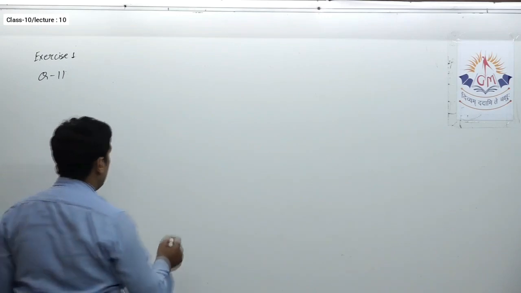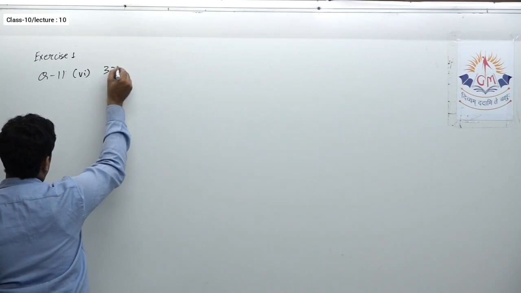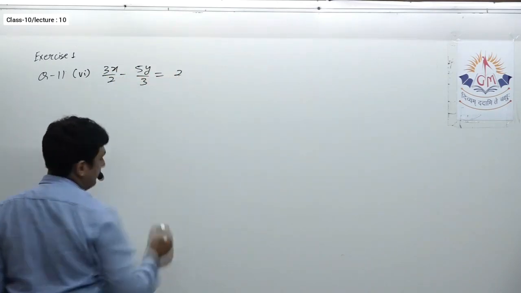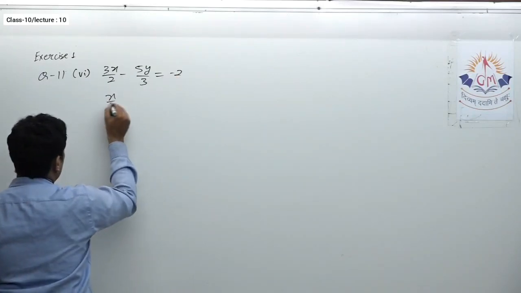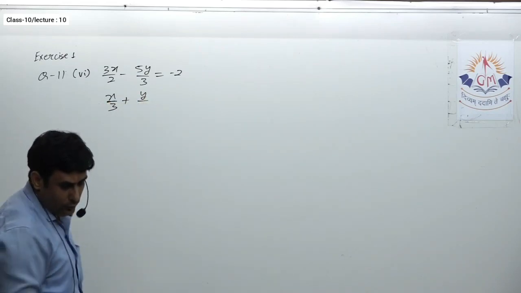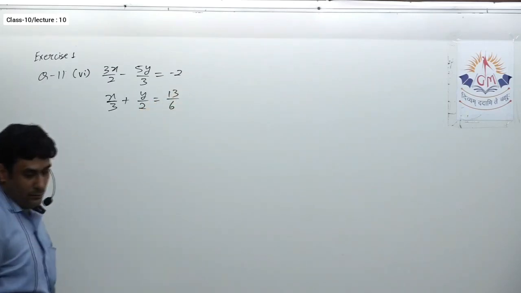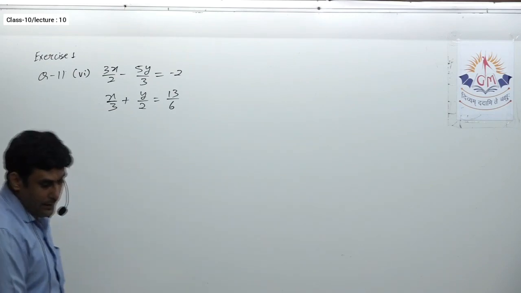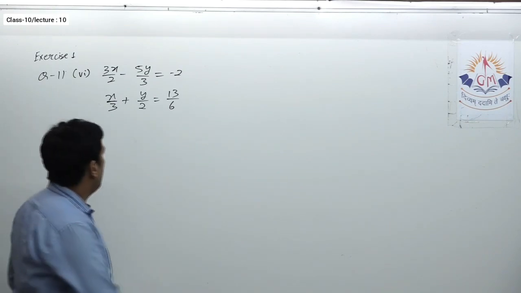3x by 2 minus 5y by 3 is equal to minus 2, and x by 3 plus y by 2 is equal to 13 upon 6. Okay, so x by 2 minus 5y by 3 is equal to minus 2. x by 3 plus y by 2 is equal to 13 upon 6.